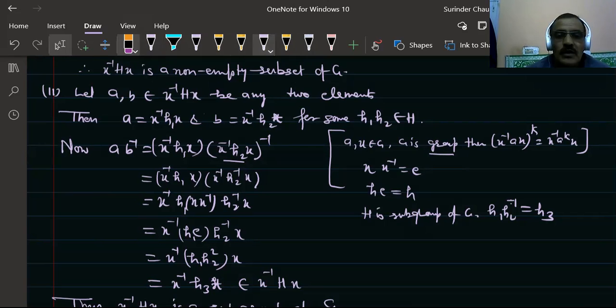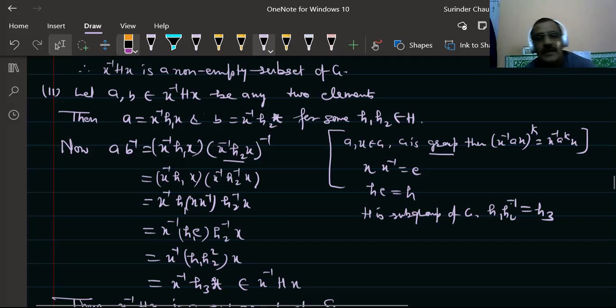H2 inverse. H2 inverse, H2, H1, and H2 inverse is equal to H. So two together, this will be X inverse H2, H3, H is equal to A inverse H. This element belongs to X inverse HX. This is what this implies.